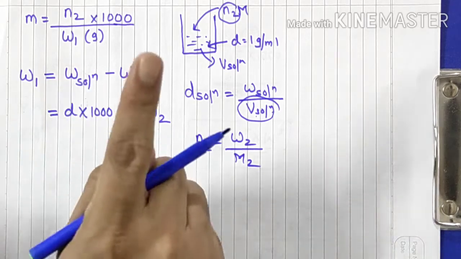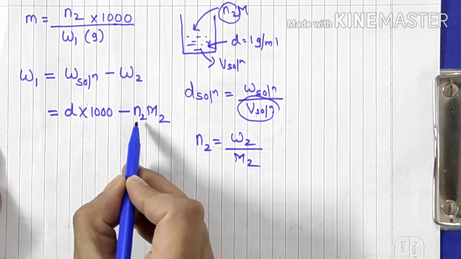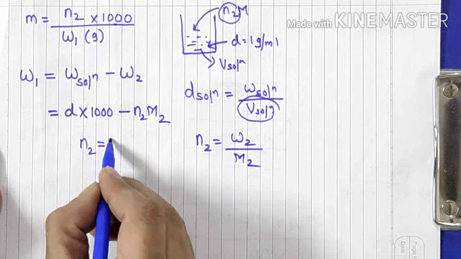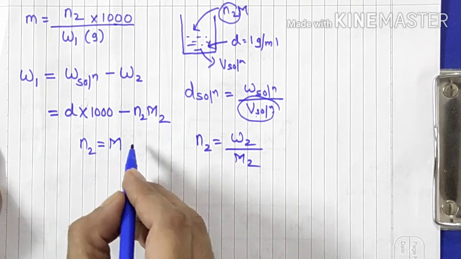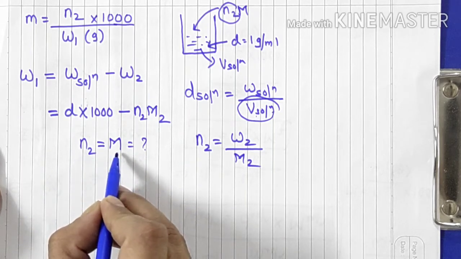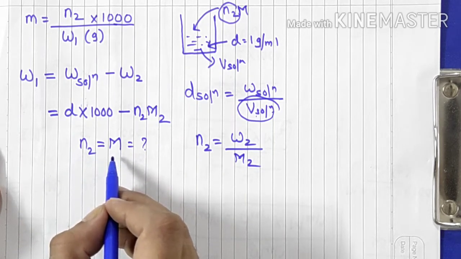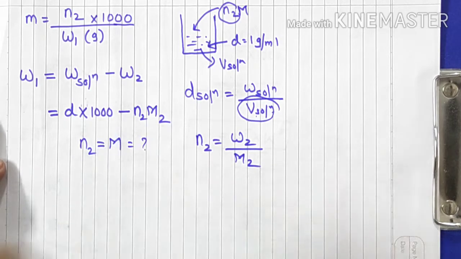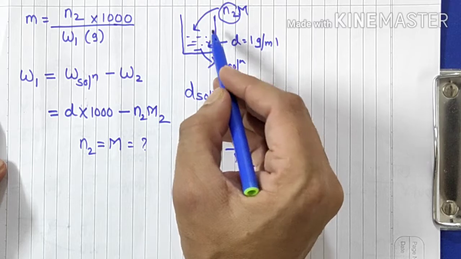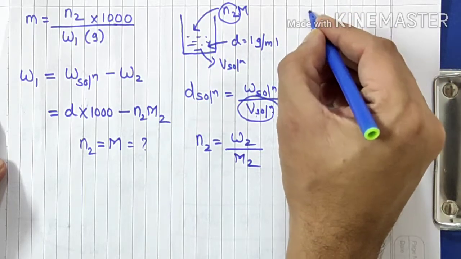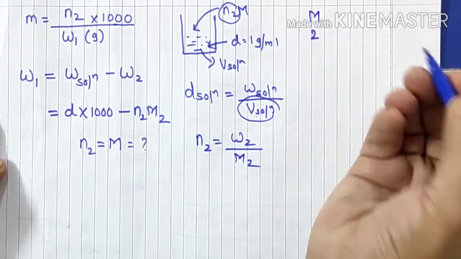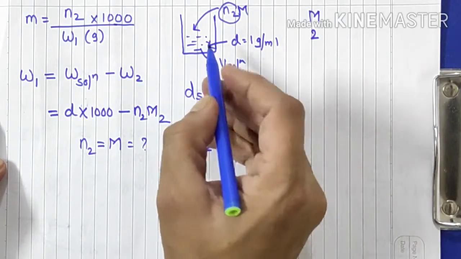Now, one thing very important. Can I write N2 as M? That is the question I'm asking. Can I write N2 as M? The answer is yes, I can write. How can I write? Let's understand. Suppose I say the molarity of this solution is 2 molar.